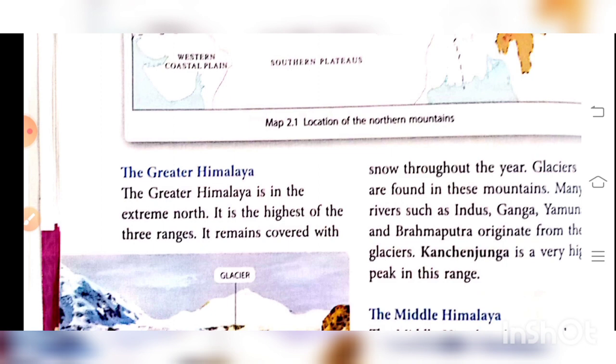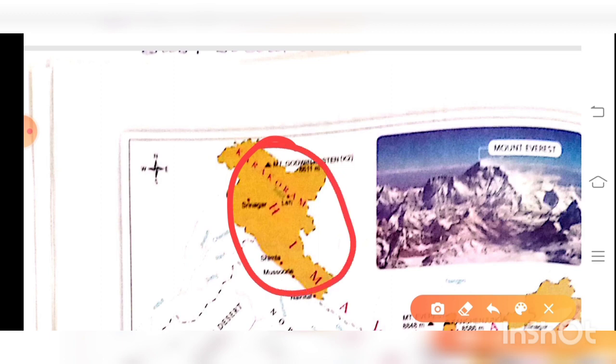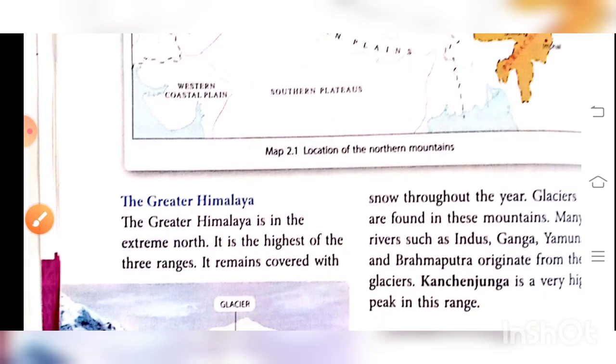So students, once again let's see the map. So these parts are called Greater Himalaya, and that Greater Himalaya lies extremely in the north side. ये एकदम से उत्तर की ओर स्थित है, ओके. और ग्रेटर हिमालय ये तीनों श्रृंखलाओं की सबसे ऊंची श्रृंखला है, ओके. और इस श्रृंखला में साल भर बर्फ गिरती है और साल भर बर्फ से ढकी रहती है.